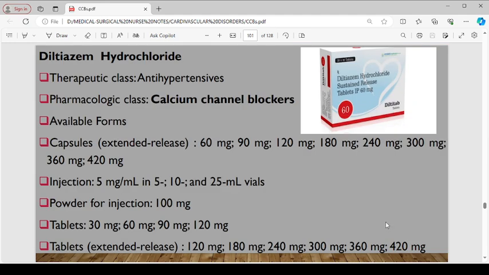So guys, thank you so much for listening to us. It has been a pleasure presenting this one to you guys. We have been looking at the calcium channel blockers, okay? Calcium antagonists for that case. And in this case, we have said diltiazem hydrochloride is our prototype drug.